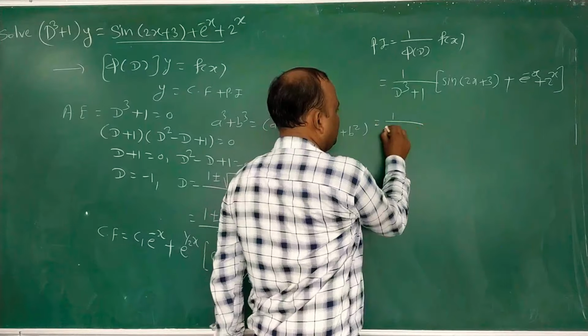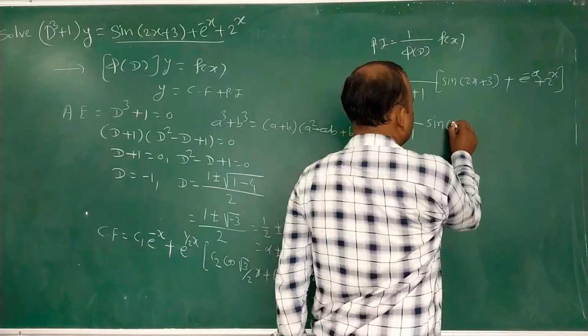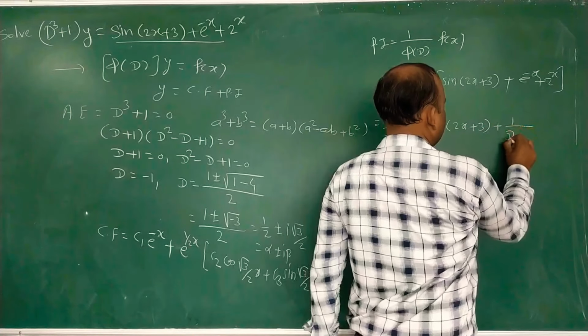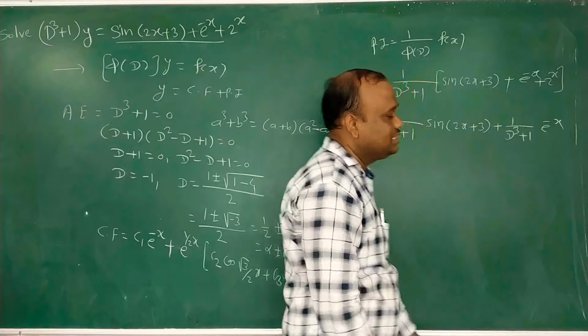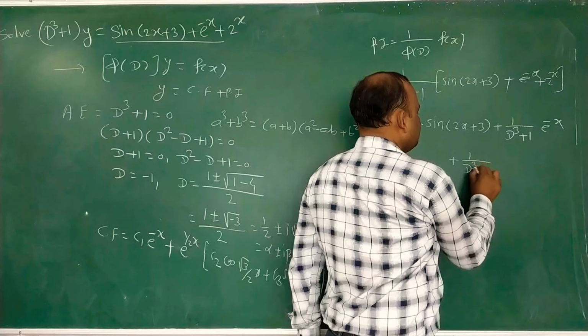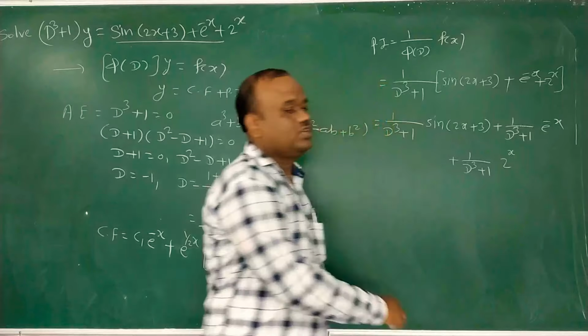So this is equal to 1 upon D^3 + 1 into sin(2x + 3), plus 1 upon D^3 + 1 into e^(-x), and plus the last term is 1 upon D^3 + 1 into 2^x.